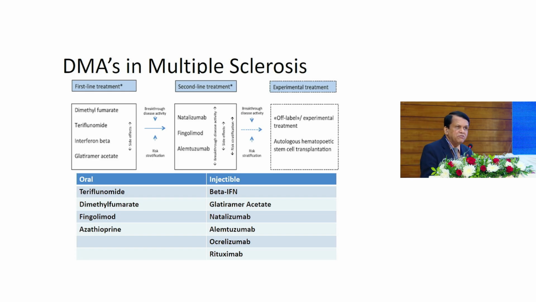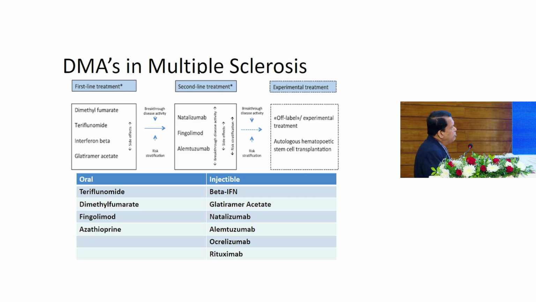In the first line treatment, there are some oral drugs which are called dimethyl fumarate, teriflunomide, interferon beta, and glatiramer acetate. When we were students, we were using only interferon and glatiramer. Nothing else was available in the 90s. But what has happened in the last 15 years, there are so many drugs which have come. Every year there is a new drug.